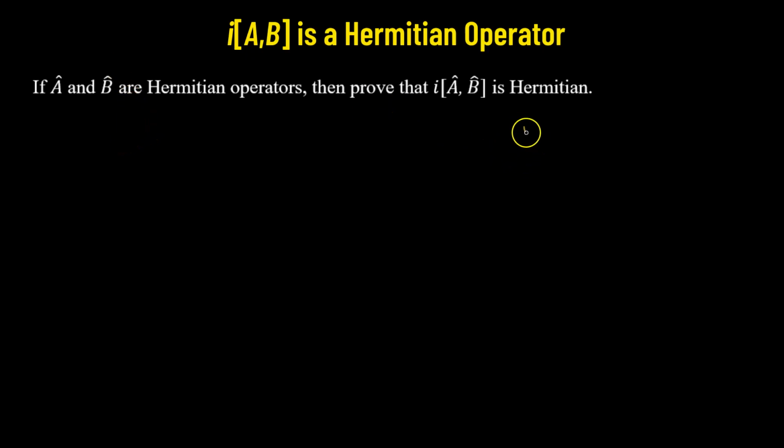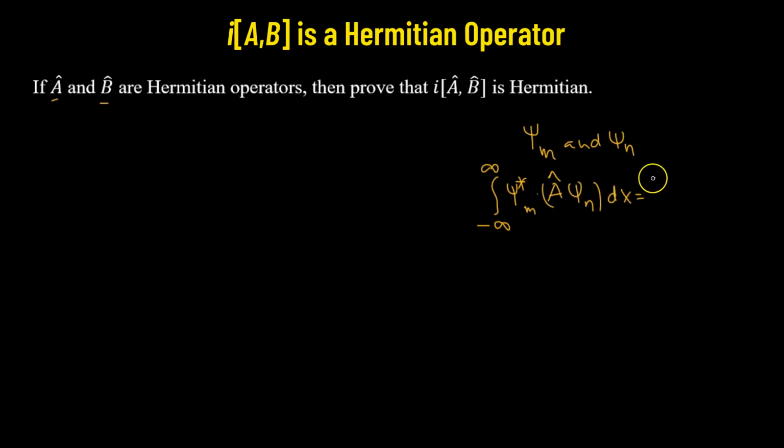We have, let's say, two eigenfunctions, psi m and psi n. Now it's mentioned that our operators A and B are Hermitian. So that means we have the integral from negative infinity to positive infinity of psi star m times the operator A operating on psi n dx. That's the same thing as applying the operator A on psi m, and then we take the conjugate times psi n dx. The same goes for operator B as well.